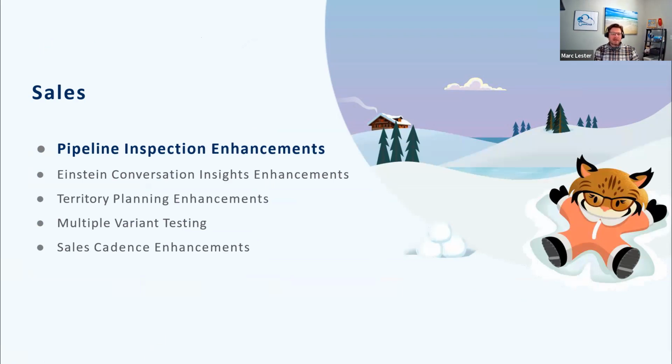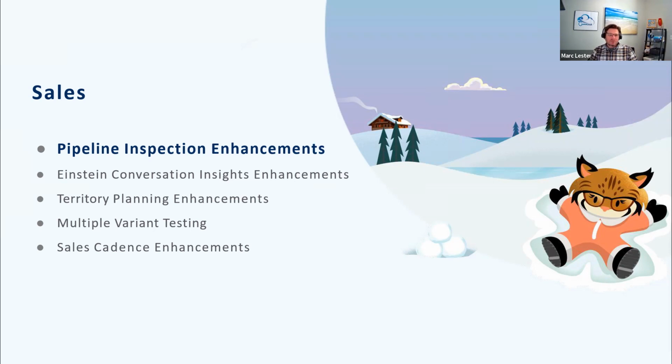There also was some Einstein conversation insights enhancements, territory planning enhancements, multiple variant testing, and then some sales cadence enhancements. And again, those last 4 really require additional licensing, so I try to stay clear of those. But if you want to take advantage of them, I'll share the deck and you can look at those, because some of them really do provide some serious enhancements and efficiencies to the way you do territory planning or testing and that type of thing.